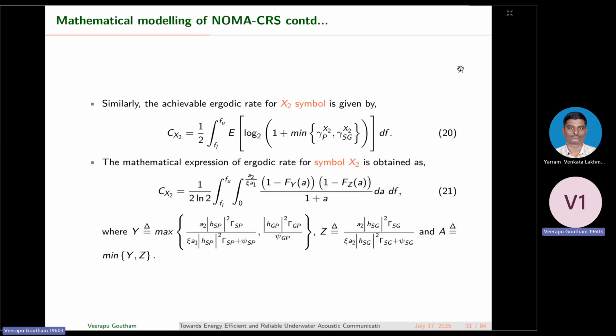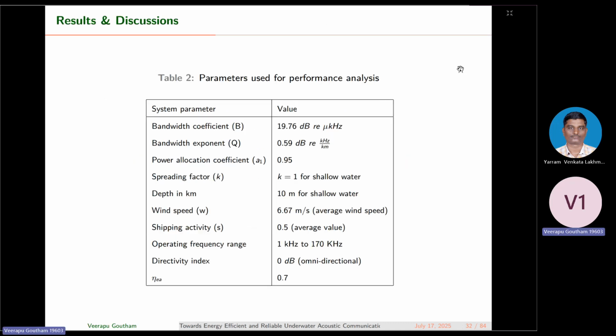C_X1 is the achievable channel rate for sample X1. Similarly, we are finding it for sample X2 also. Equations 20 and 21 will give the channel capacity for sample X2. Based on these equations, these are some of the parameters we have used for simulation purposes.